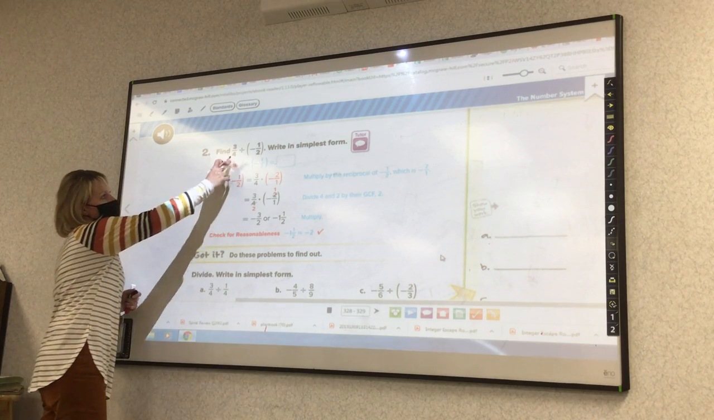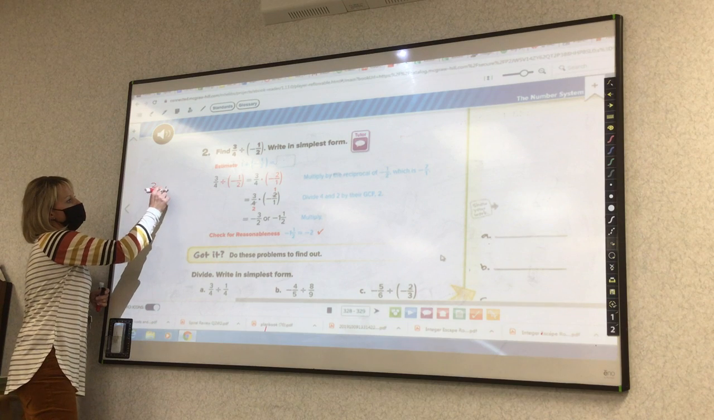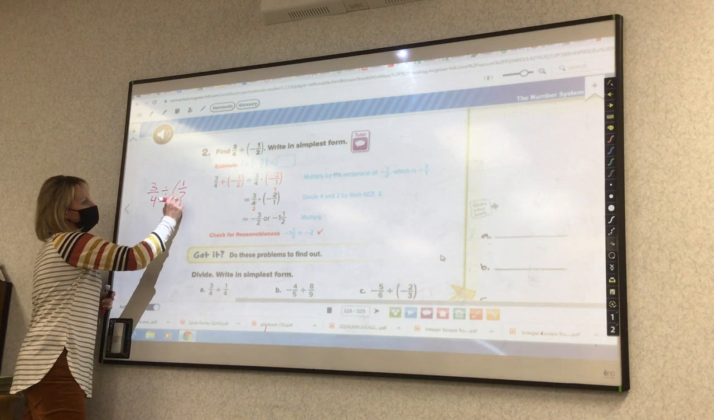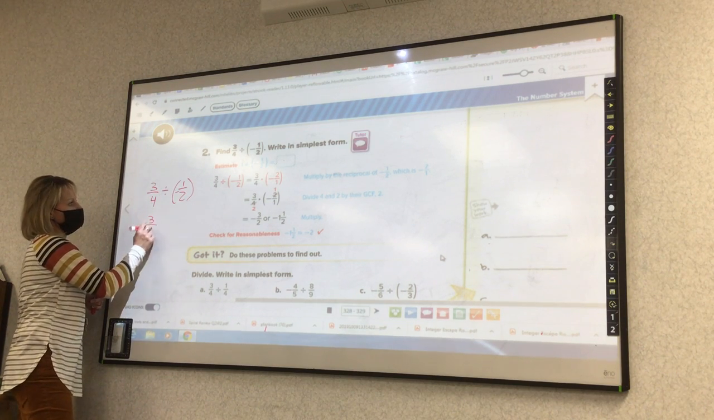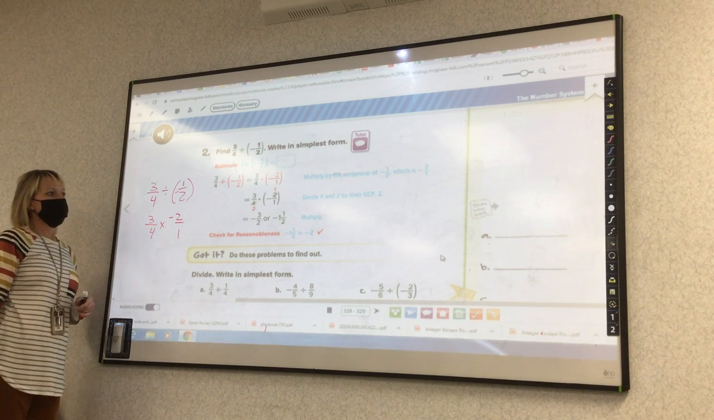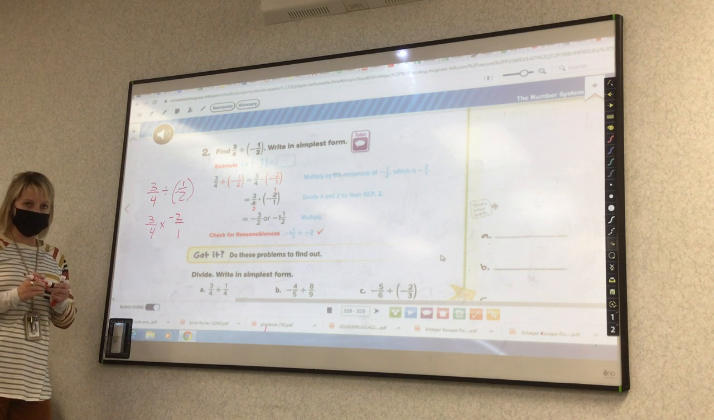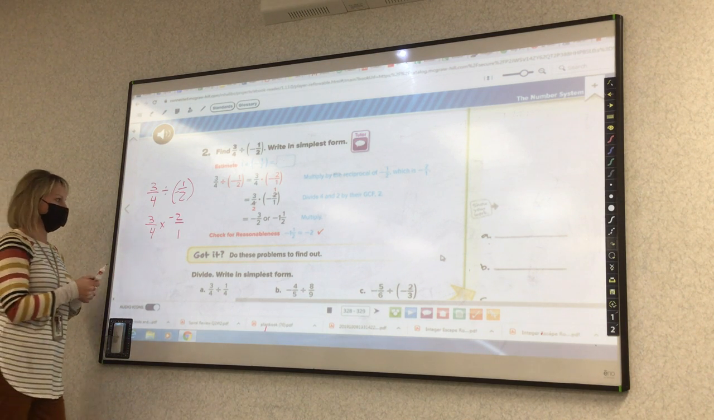Okay, so here we're going to do the same thing. You would rewrite it, and I would just write 3/4 times a negative 2 over 1. What do I want to do before I do anything else? Cross cancel the 2 and the 4.